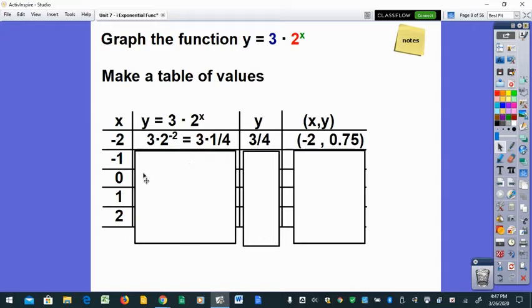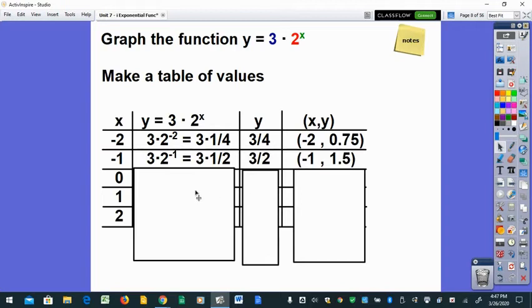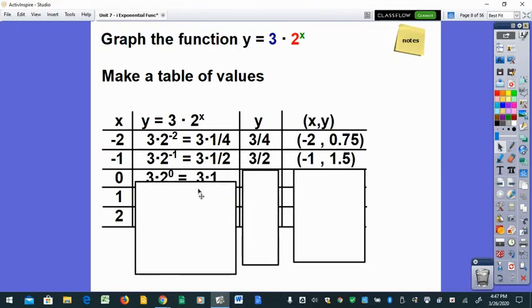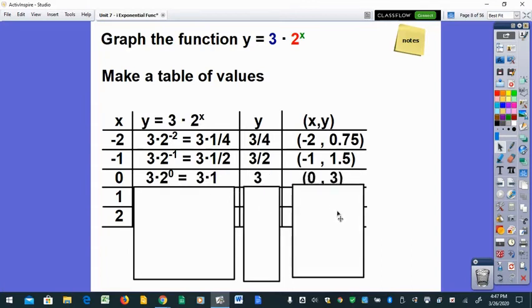The next one, if I put in -1, that's going to bring this down to the denominator as a +1/2. I end up with 3/2, or 1.5. 2 to the 0, of course, anything to the 0 is 1. Multiply it by 3. My output is 3, and I've got 0, comma 3.